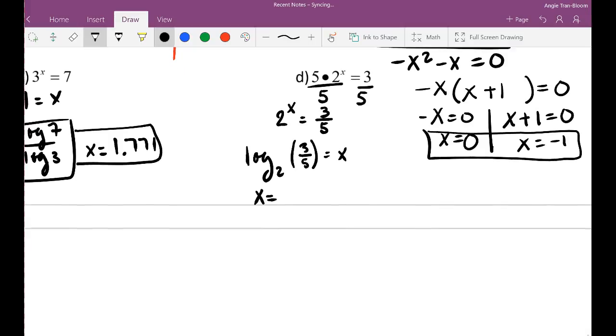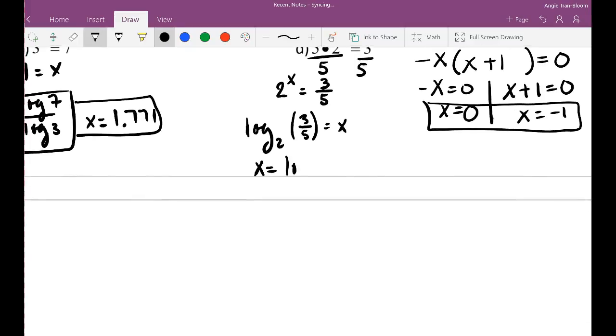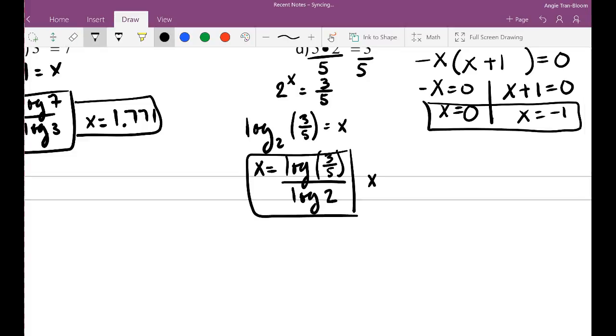X equals log of what? Of 3 over 5 divided by log of 2. You guys agree? Yep. This is as far as you can go without a calculator, but you do have one. And the direction says round to how many decimal places? 3. So punch it in.